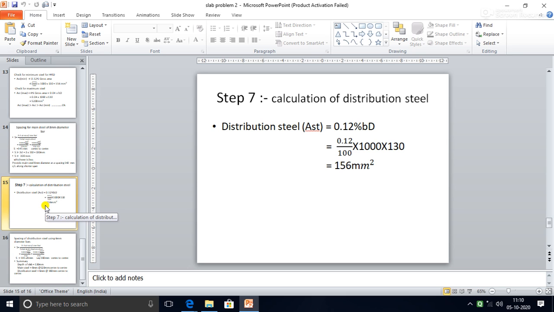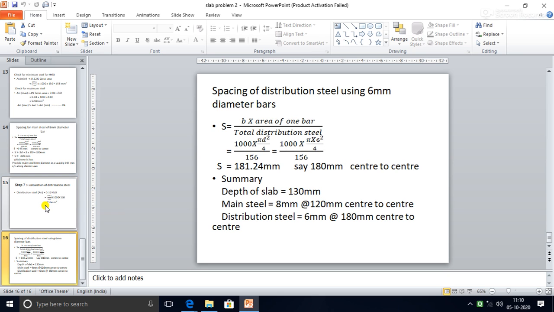Then the spacing required for this distribution steel is b into area of one bar divided by Ast. Here you are using 6 mm diameter bars, so that spacing is near about 181.24 mm, say 180 mm center to center. And finally the summary of design: we have provided depth of slab as 130 mm, main steel as 8 mm at 140 mm center to center, distribution steel as 6 mm at 180 mm center to center.